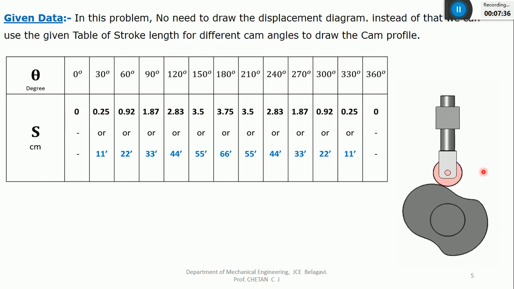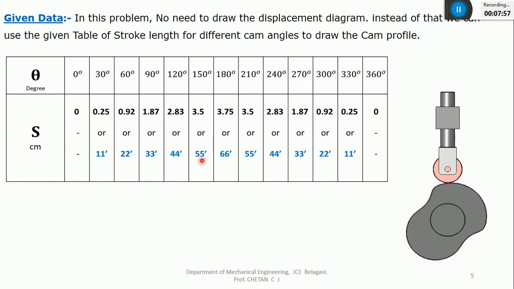From this point, it is reaching 3.75 at 180. Again, it will come down up to 0 mm for the complete 360. And I can consider these as the distances traveled by the follower for different angles. I'll write down these distances as 1 to 1 dash, 2 to 2 dash, 3 to 3 dash, 4 to 4 dash, 5 to 5 dash, 6 to 6 dash. This is the outstroke, and it will come down. It means the distance will reduce from 3.75 to 3.5, 2.83.